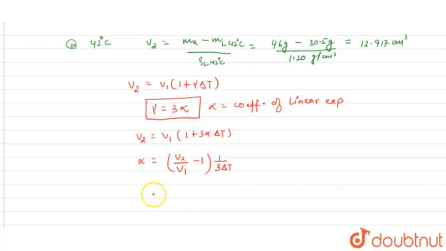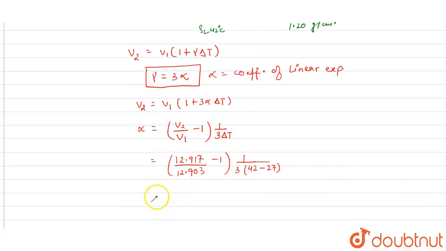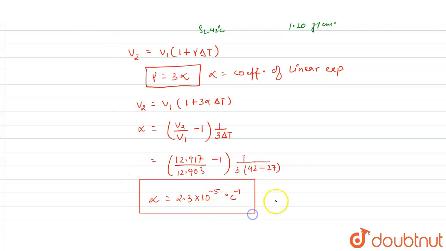Now substituting the respective values, we get final volume we have calculated as 12.917 divided by initial volume we have calculated as 12.903, minus 1, into 1 by 3. The change in the temperature is from 27 degree to 42 degree. Now when we calculate it, we get the coefficient of linear expansion as 2.3 into 10 raised power minus 5 per degree Celsius. So this is the required answer. Okay, thank you.